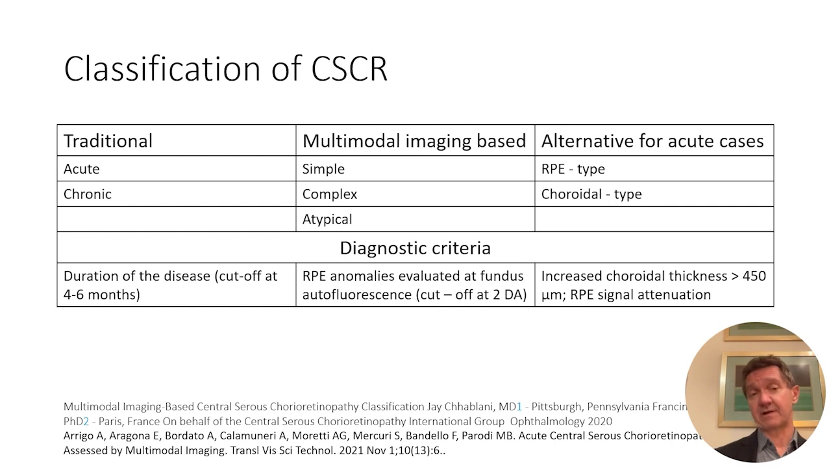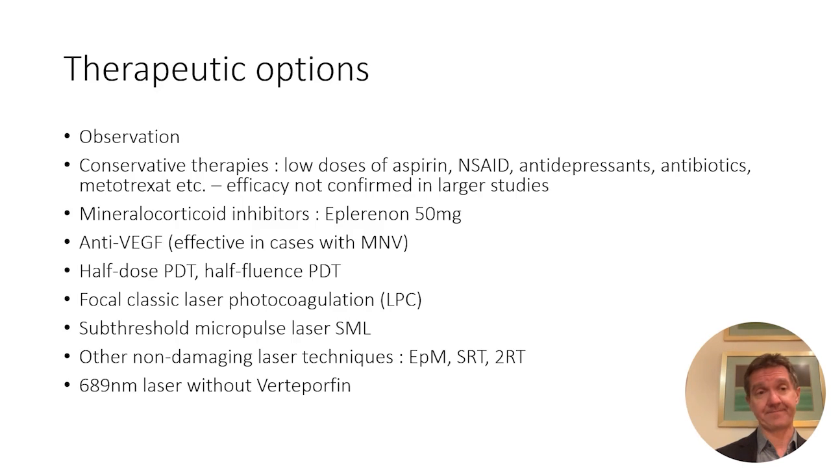Choroidal type is characterized by very much increased choroidal thickness, even more than 450 micrometers, and RPE type by the attenuations of the signal from the RPE visible on SD-OCT exam. We use different therapeutic options in CSCR, not all of them confirmed in large clinical trials.